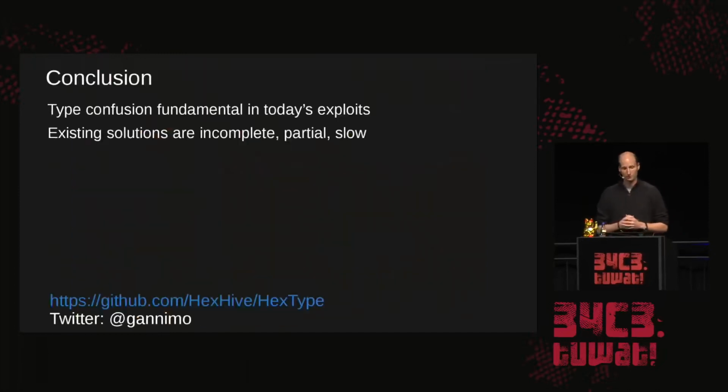So to actually conclude, type confusion is fundamental in today's exploits. There is a set of existing solutions that are incomplete, partial, and slow, and make it very hard for us to protect these systems.